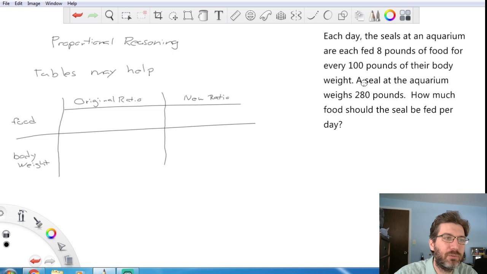But let's get started with this. We're going to talk about proportional reasoning today. So there is only one method that you can use today to solve your things, and that is through proportional reasoning. So we're not looking for common denominators.